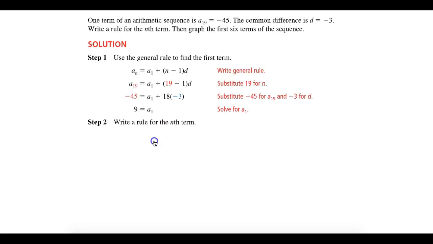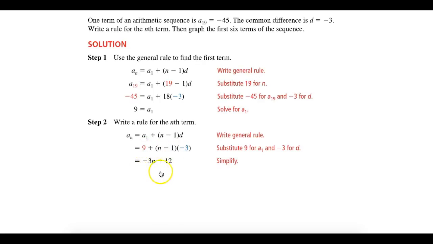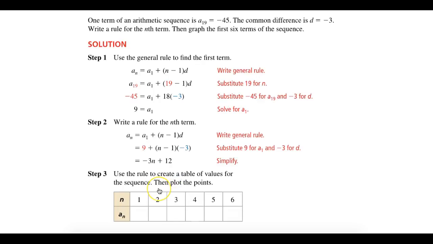Write a rule for the nth term. Here's our general rule. Always write that first. Plug in the values that we need. a1 is 9. Common difference is negative 3. Plug those in. We go ahead and distribute negative 3 to n. We get plus 9 plus 3, so we get negative 3n plus 12. Easy. So our rule is a sub n equals negative 3n plus 12.